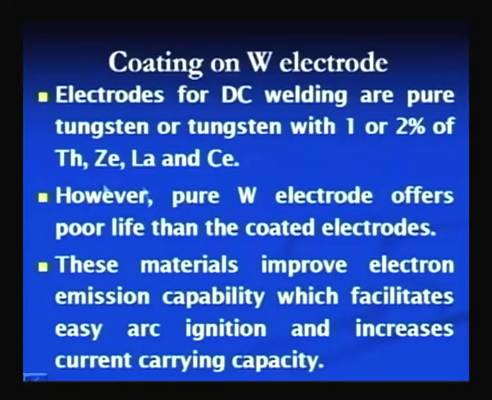And because pure tungsten electrodes offer poor life compared to the coated electrodes, the electrodes are coated with thorium, zirconium, lanthanum and cesium. Coating of these materials helps to further improve the electron emissivity of the tungsten electrode, which facilitates easy arc ignition and also increases the current carrying capacity. So, coating of the pure tungsten electrode with thorium and zirconium particularly is very helpful in improving the electron emissivity and increasing the current carrying capacity.